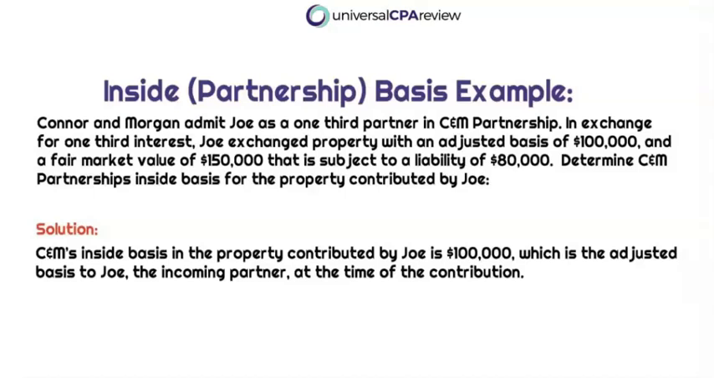Okay, so we said the rules for the partnership's calculation of basis is simply just going to be the carryover basis plus any gain recognized by the incoming partner, right? So there's no gain that would be recognized. The adjusted basis that would be carried over would be that $100,000, right? So therefore, that is C&M's inside basis in the property contributed.